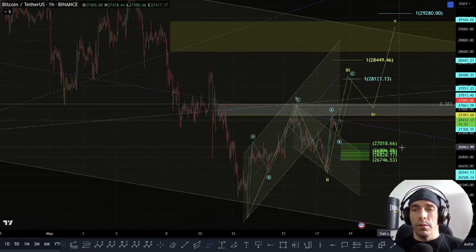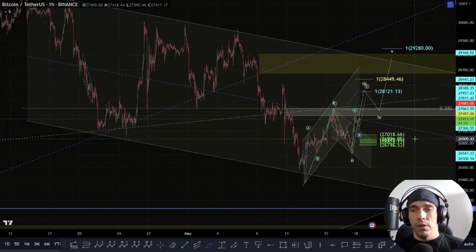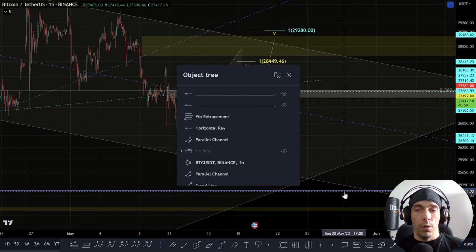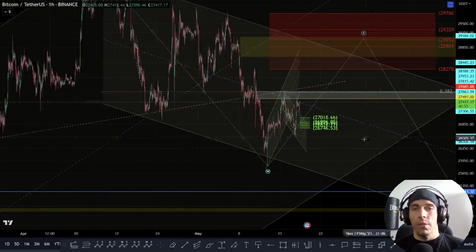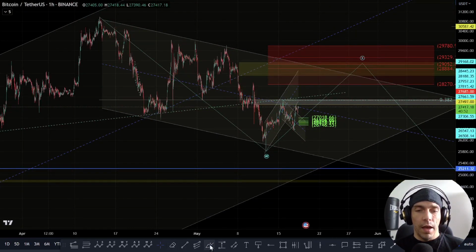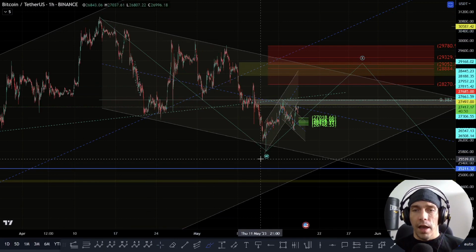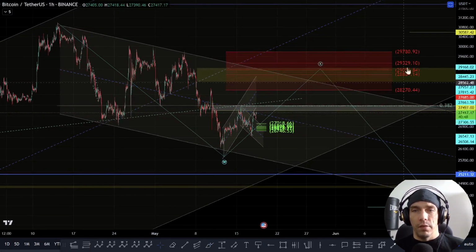There are a couple of other variations to these counts, but these are the two primary ones that I'm looking out for. There is obviously also the possibility that this could be something like this, where we actually have completed this move as a bigger ABC, and we could look for a Y wave to the upside. So that Y wave target would potentially be here towards this 27,780 to this 28,270.